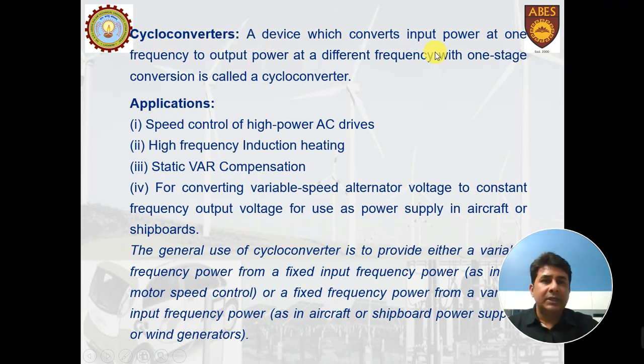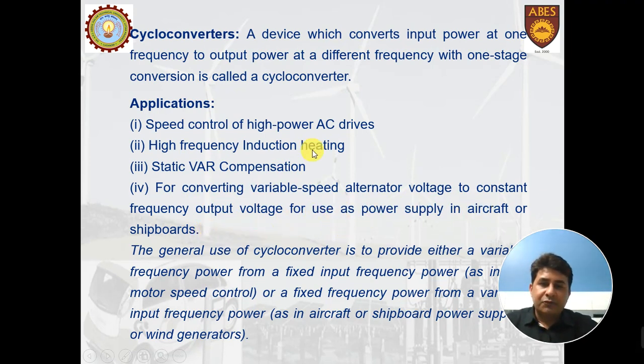This cycloconverter gives you one stage conversion. That means whatever supply is fed to the converter, through that converter only, you are getting the variation in the frequency at the output side. There are various applications of cycloconverters. Those applications include the speed control of high power AC drives, high frequency induction heating, static VAR compensation, and converting variable speed alternator voltage to a constant frequency output for use as a power supply in aircraft or shipboards.